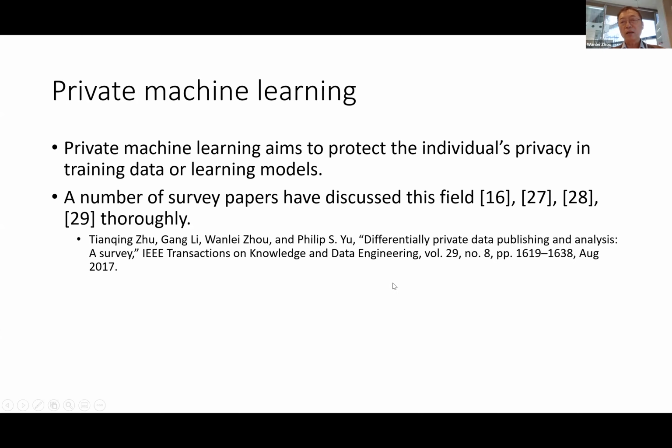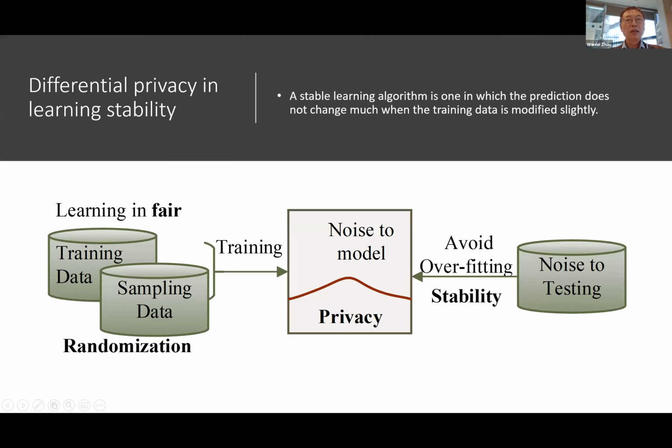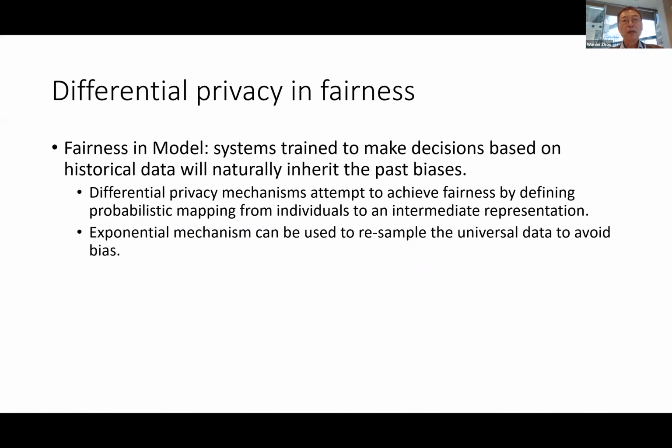So we had a paper two years ago about that. It's quite interesting that in so-called differential privacy data publishing and analysis, you can also see stable machine learning. As I've just mentioned, you can use this training data to include or not include some of the data inside here, but the output is the same. So that means it's stable, but private information is also kept safe.